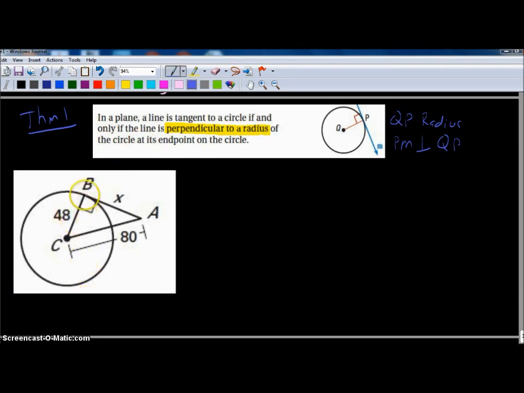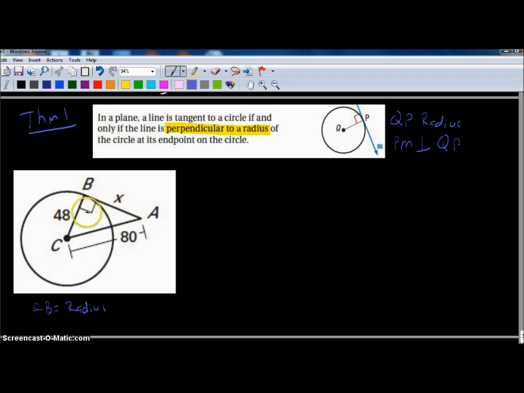So right here, CB is the radius, CV is the radius. CA is just a line coming out. And we're trying to figure out BA. Is BA a tangent? And if it is, how much is X?